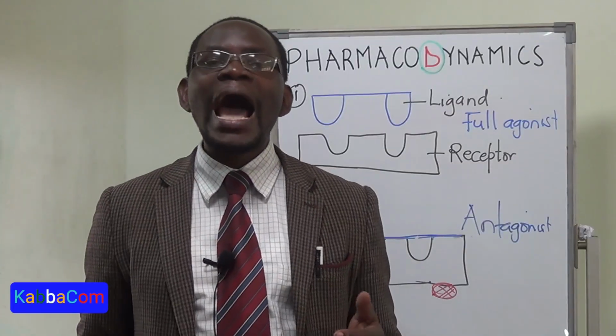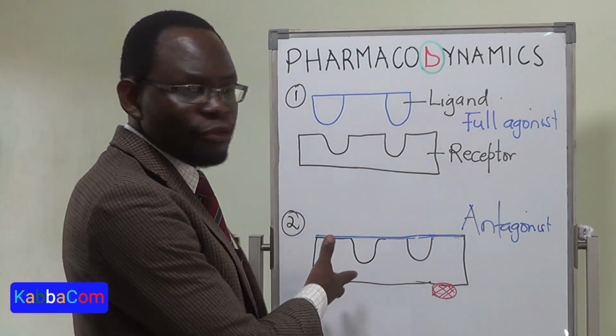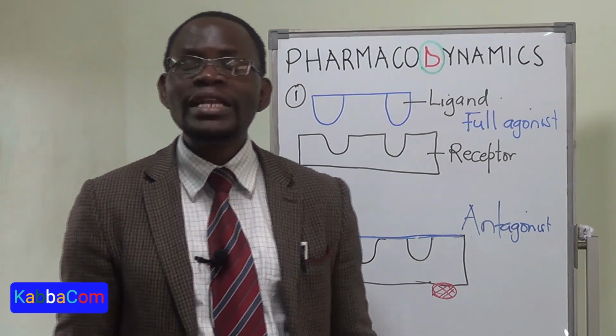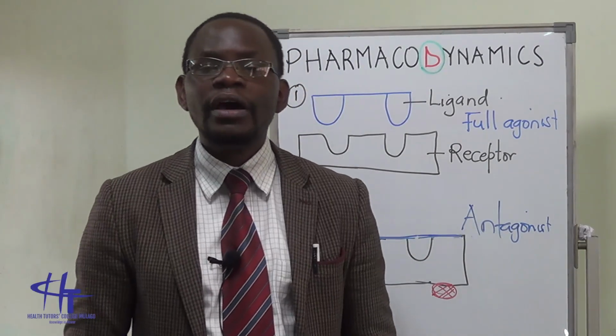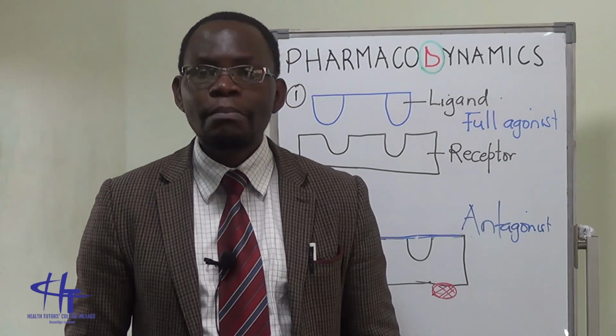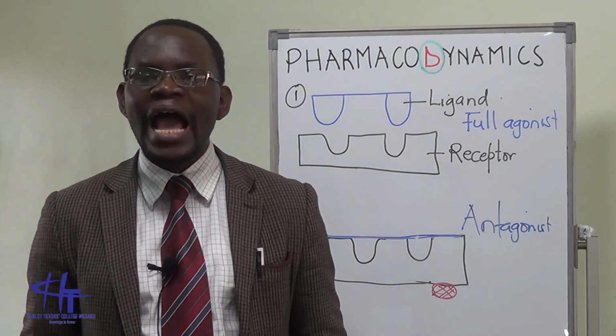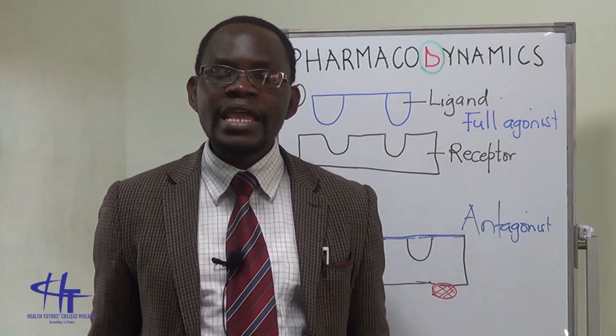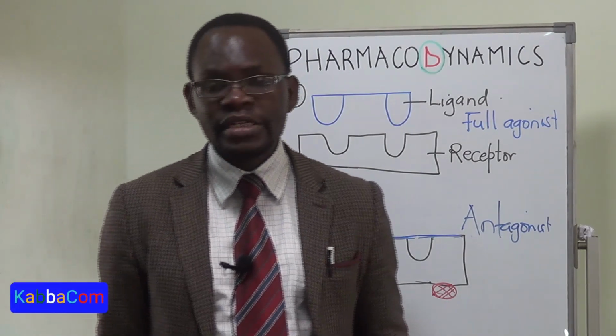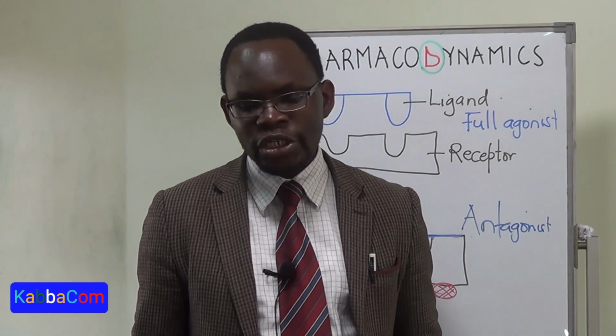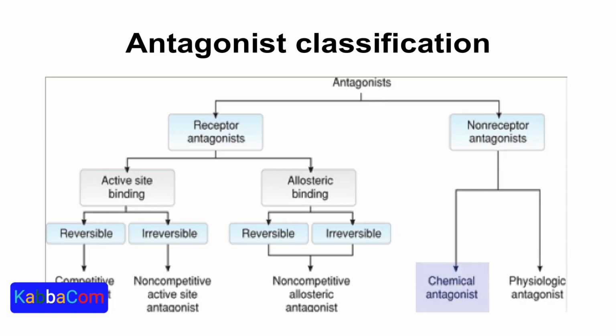But there are some antagonists that do not necessarily need to bind to the receptor or compete with the agonist. Once they perform their action, the agonist is prevented from doing its action. Examples here are what we refer to as chemical antagonists, whereby these antagonists inactivate an agonist before it has the opportunity to act.